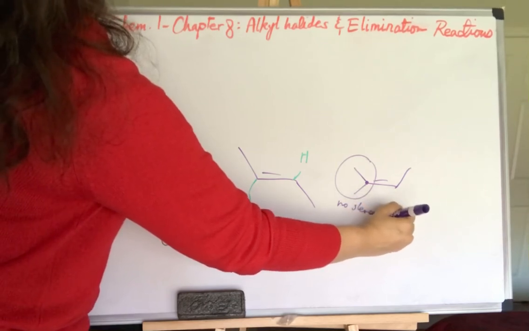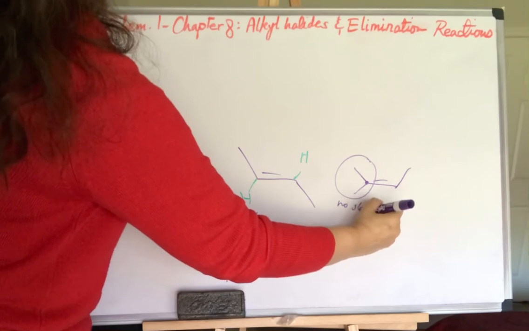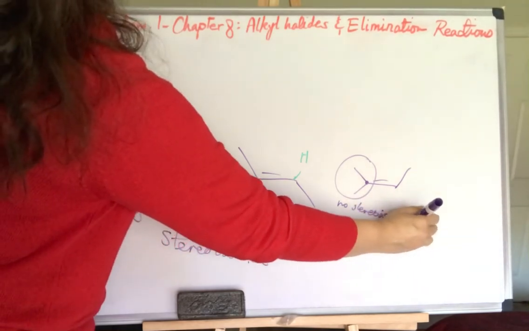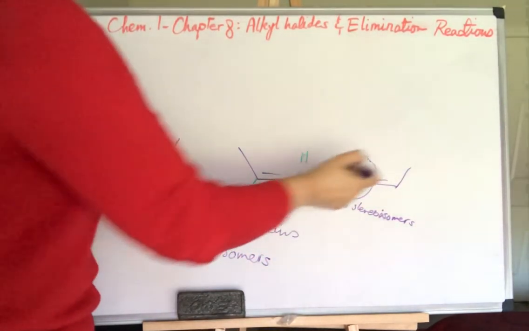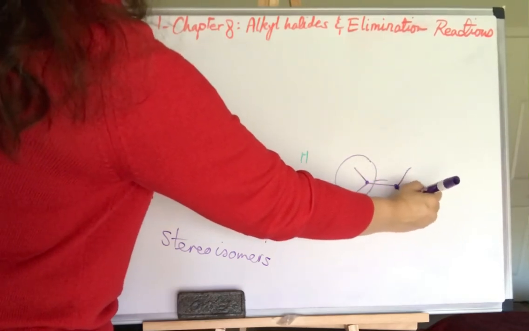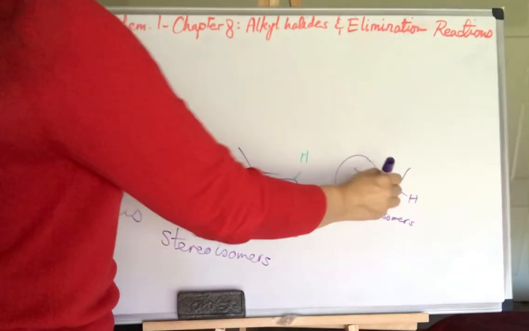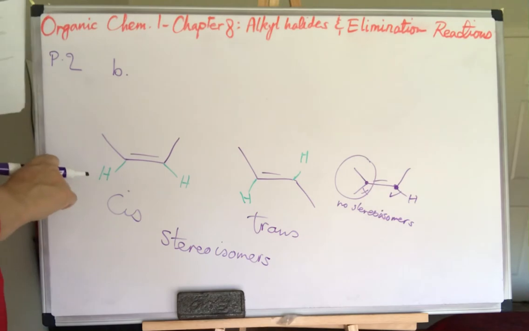No stereoisomers. You remember we said the carbon which is connected to 4 different groups has stereochemistry. This carbon has stereochemistry because it's connected to a hydrogen, but not this one. So that's what we are going to determine in this exercise.